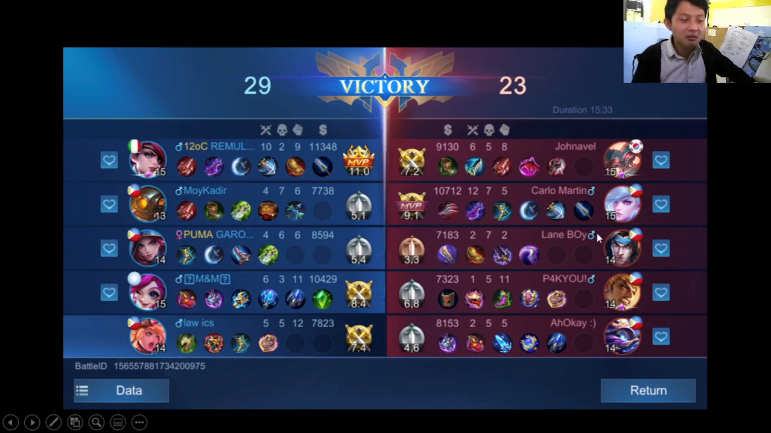Tingnan natin mamaya kung talagang masakit si Mia. At medyo masakit na naman talaga to si Cyclops. Okay, so ako naman ito, so wala naman, tank type. Okay, pero 7.4. So, itong assassin na to, walang kwenta.